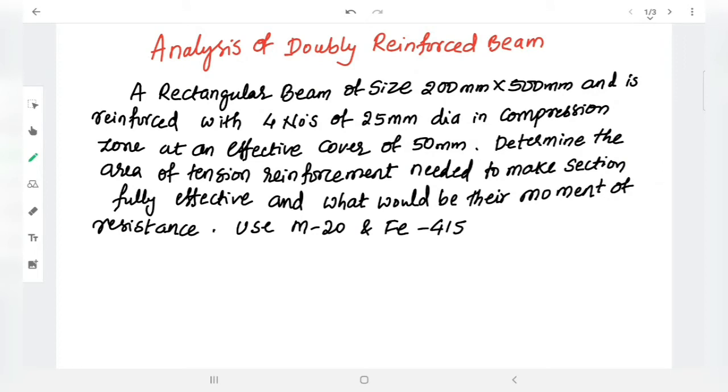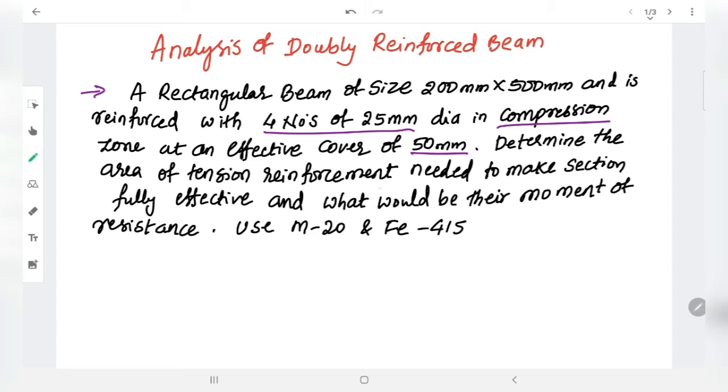Hi, today we'll be solving a problem on analysis of a doubly reinforced beam. Here is the problem: a rectangular beam of size 200 mm by 500 mm is reinforced with 4 numbers of 25 mm dia in compression, that is at the top, at an effective cover of 50 mm. That is, d dash is 50 mm.